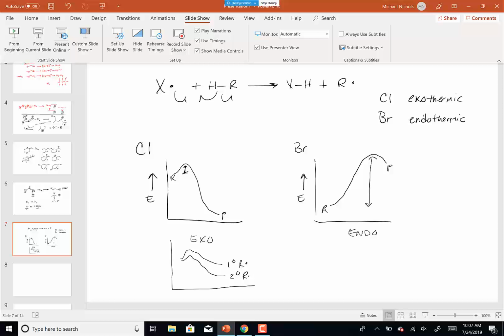And this, what I just wrote, is not to scale. It's pretty crappy. But as I pull down the energy of the intermediate, what happens to the activation energy? The reaction becomes more exothermic, and so you're going to have a lower activation energy here to form a secondary than you will a primary.